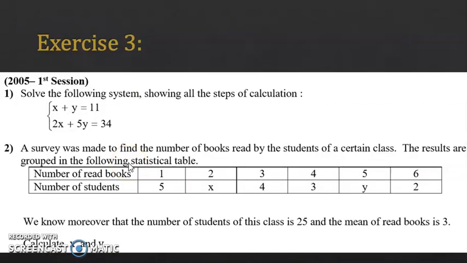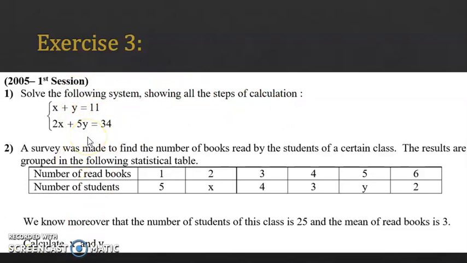Now this is the last exercise. It's taken from the official exams. This type of question combines statistics with solving a system of equations with two unknowns. So the first part is: solve the following system, showing all the steps of calculation. I'll go through this very quickly because it's not the goal of our chapter.